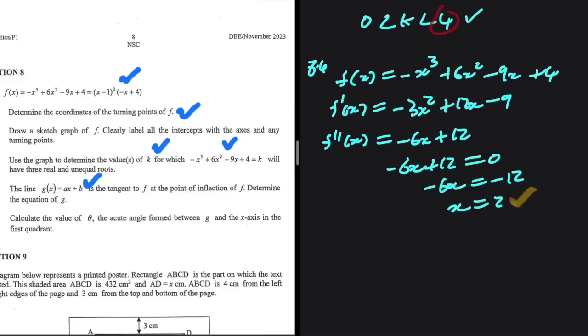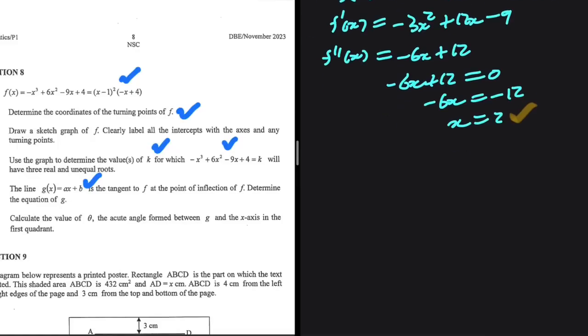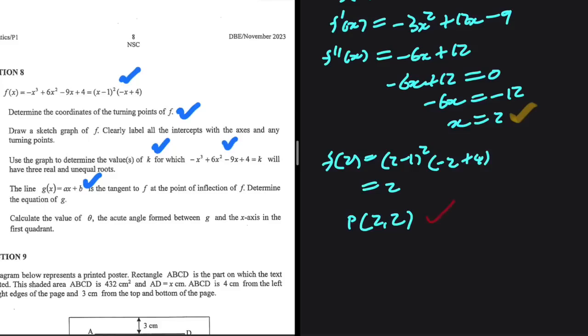We can substitute this x value into f of x and find the corresponding y value at the point of inflection. If we do that, we're going to have f of 2 equal to (2 minus 1) squared multiplied by minus 2 plus 4. This is equal to, so we have 1 squared multiplied by 2, so we have 2. This is the point of inflection. The x value is 2 and the y value is 2.